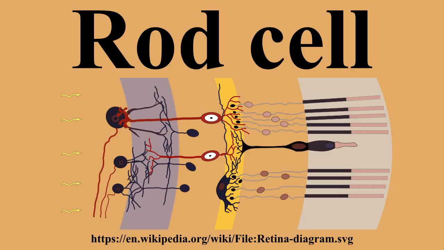More sensitive than cone cells, rod cells are almost entirely responsible for night vision. However, because they have only one type of light-sensitive pigment rather than the three types that human cone cells have, rods have little, if any, role in color vision.